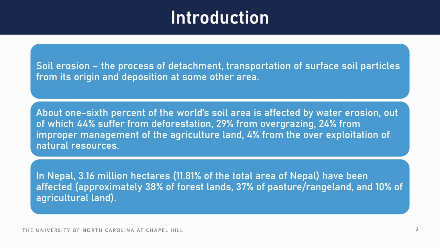About 1.6% of the world's soil area is affected by water erosion, out of which 44% suffer from deforestation, 29% suffer from overgrazing, 24% from improper management of agricultural land, and 4% from the overexploitation of natural resources. In Nepal, 3.16 million hectares, which is about 11.81% of the total land area, have been affected by soil erosion, which include 38% of the forest land, 37% of the pasture land, and 10% of the agricultural land.